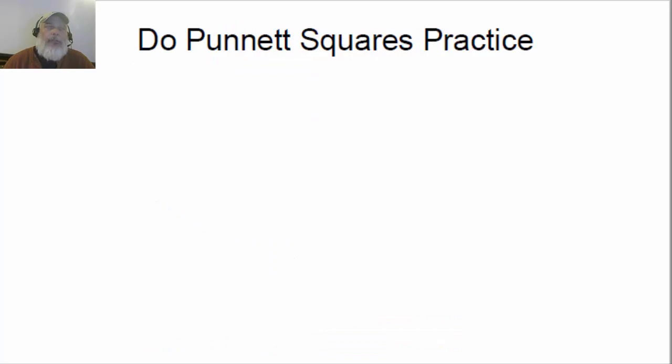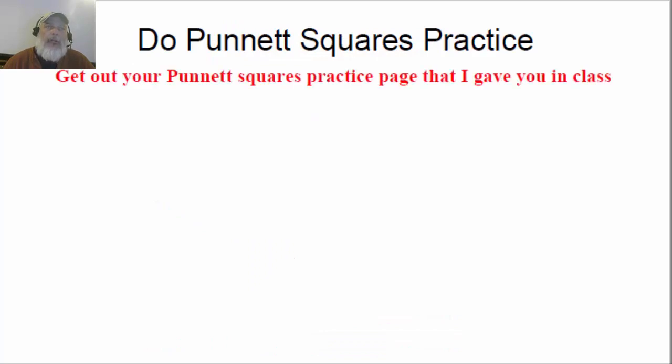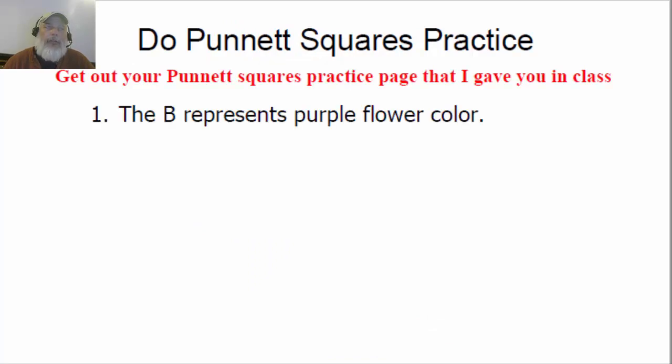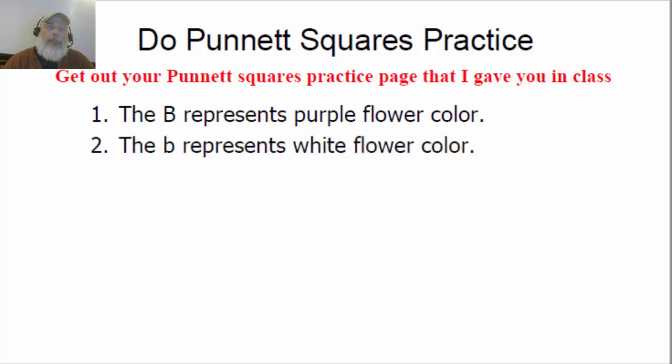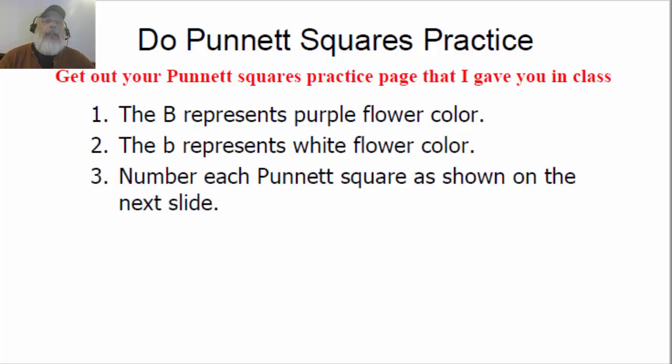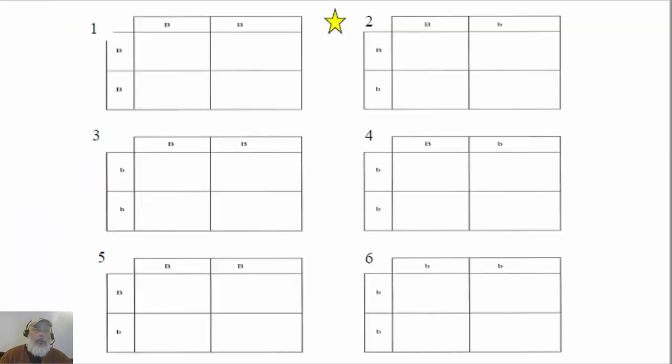Okay, you're going to need your practice sheet for this. So your Punnett square practice sheet, I gave this to you in class. Get that out. The big B is going to represent purple flower color, which is dominant. The little b is going to represent white flower color, which is going to be the recessive gene. And then what I want you to do is to number the Punnett squares as shown here. So this one's going to be number 1, number 2, number 3, number 4, number 5, number 6.